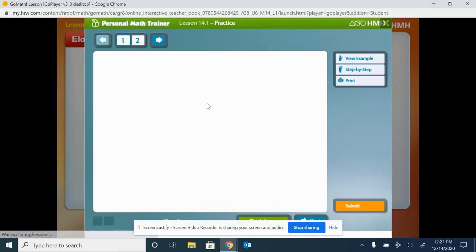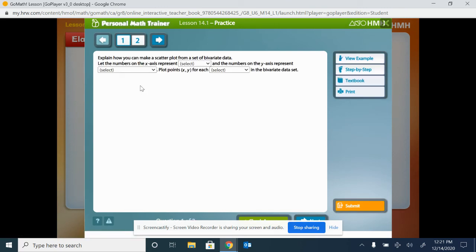We're learning. Now let's practice. Number 1, explain how you make a scatter plot from a set of bivariate data. Let the number on the x-axis represent one variable. The number on the y-axis represents another variable, and then plot the points (x, y) for each pair of numbers in the bivariate data. Let me check.